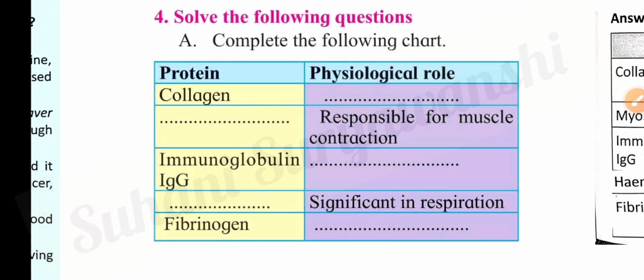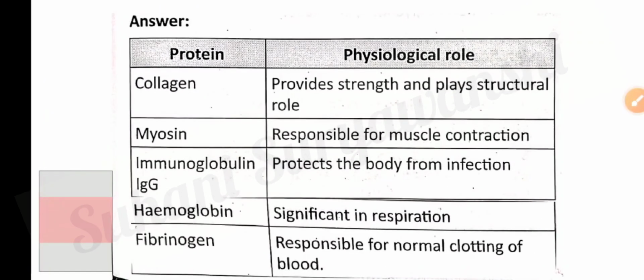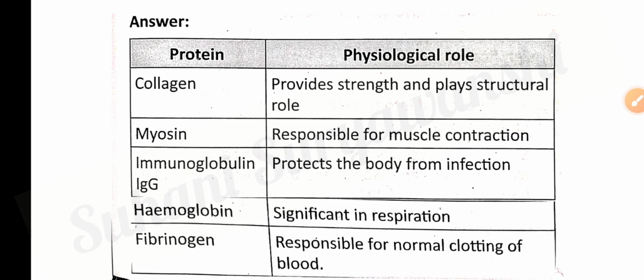Solve the following questions. So you have to complete the chart. Proteins and their physiological role. First one is collagen. Physiological role is to provide strength and plays structural role. Myosin, responsible for muscle contraction. Immunoglobulin IgG protects the body from infection. Hemoglobin, significant in respiration. Fibrinogen, responsible for normal clotting of blood.